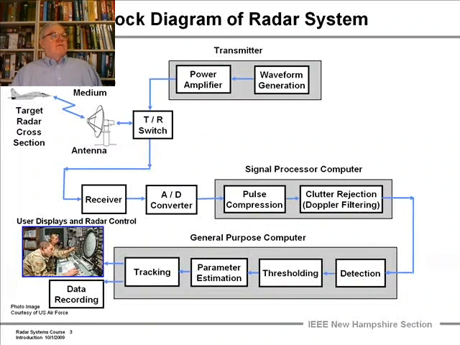The target will have a radar cross-section. We'll go into what that means. It'll have a characteristic which tells you how big it is to an electromagnetic wave, how much energy scatters back. And I just want to note that here we're going to be talking about the propagation medium too.